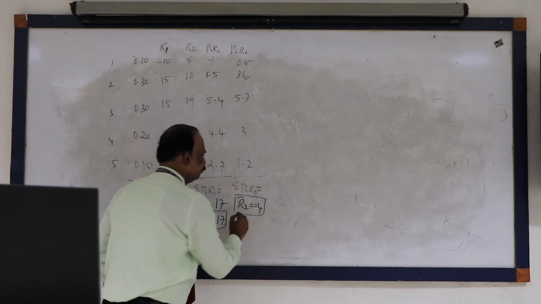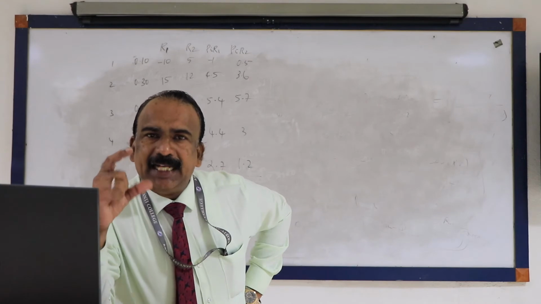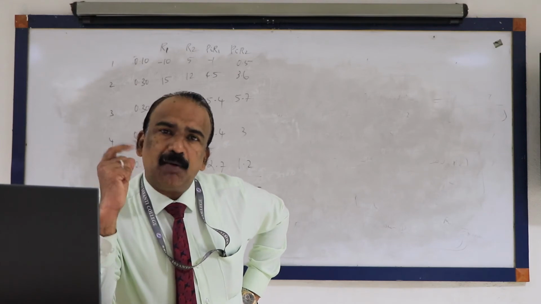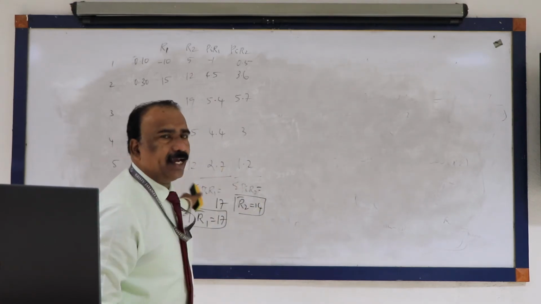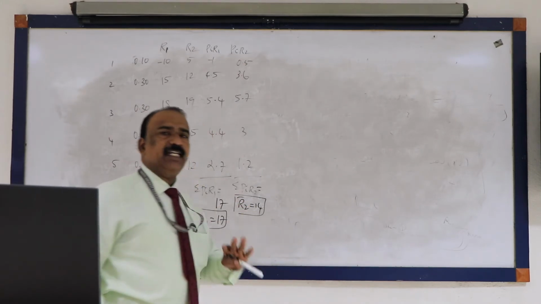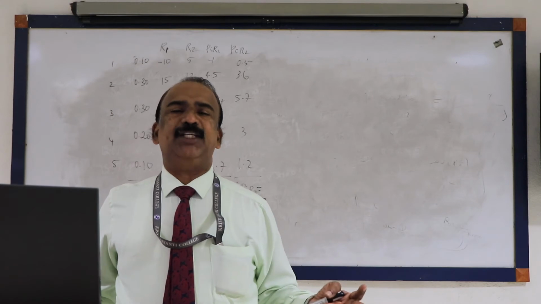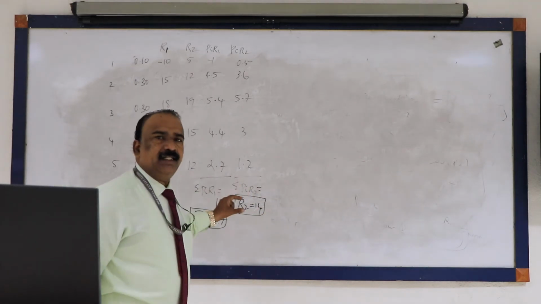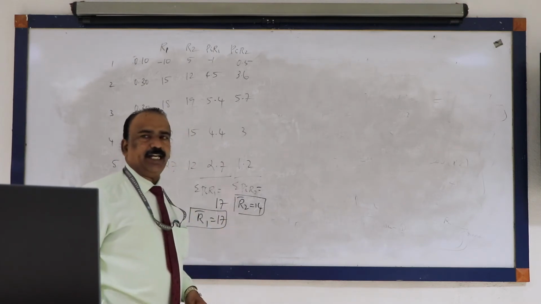Please understand, please listen. When we are given actual return, we add the actual returns and divide by the number of years. When we are given probability and expected return, the average return is calculated by multiplying probability with the return and adding. We need not divide by the number of years or by the state of nature. Here there are 5, please don't divide it by 5. The aggregate figure itself is the average return. So average return is 17% and 14%.